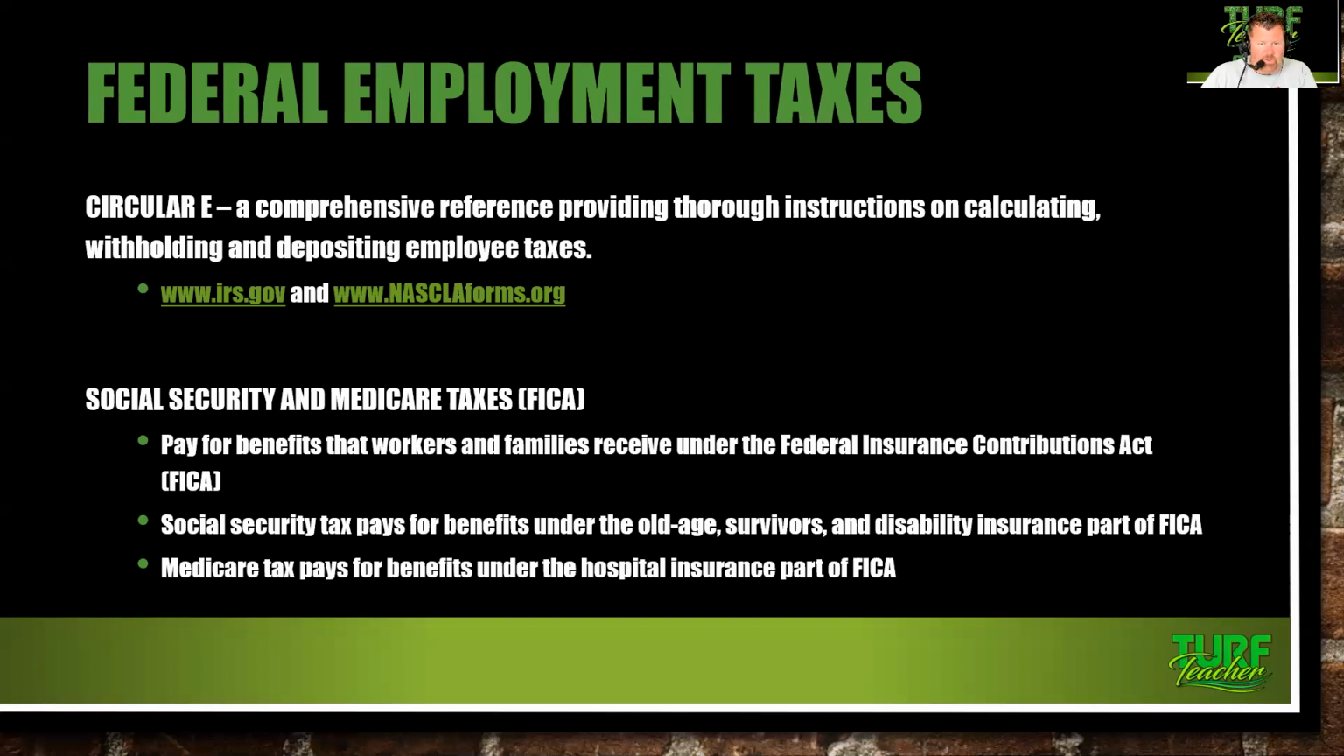Circular E is a comprehensive reference providing thorough instructions on calculating, withholding, and depositing employee taxes. You can find it at irs.gov and NASCLAforms.org. Social Security and Medicare taxes, your FICA, pay for benefits that workers and families receive under the Federal Insurance Contributions Act, FICA. The Social Security tax pays for benefits under the old age, survivors, and disability insurance part of FICA. The Medicare tax pays for benefits under the hospital insurance part of FICA. So, you're guaranteed to have health insurance when you retire because you've paid into it all these years.